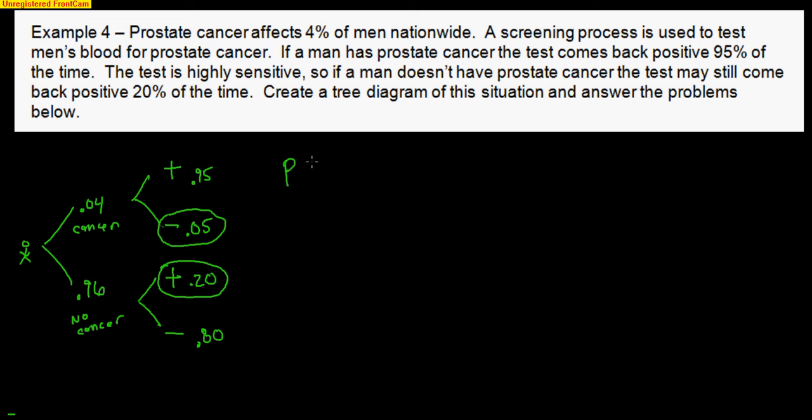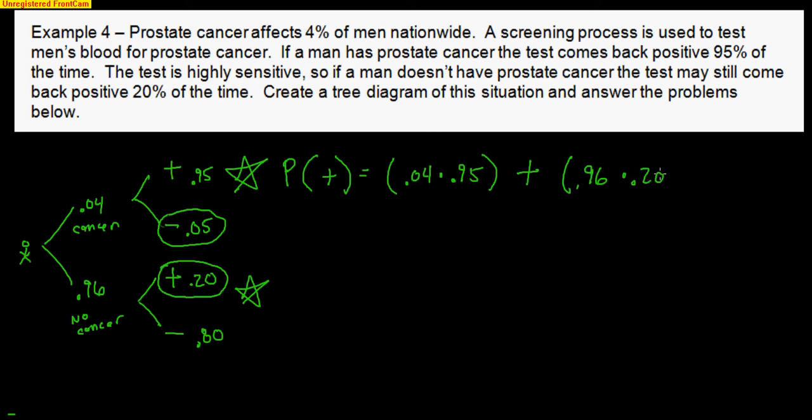Now, the first question says, what is the probability of a positive test result? Well, as you could see, there are two branches that lead to a positive test result. You could have cancer and get that positive test result, or here's another case where you could not have cancer and get that positive test result. So those are two cases that end with a positive test result. Multiplying those together, 0.04 times 0.95 plus 0.96 times 0.20, you should come up with a perfect exact 0.23, or 23% chance that you get a positive result.